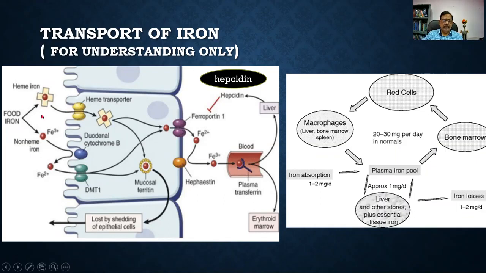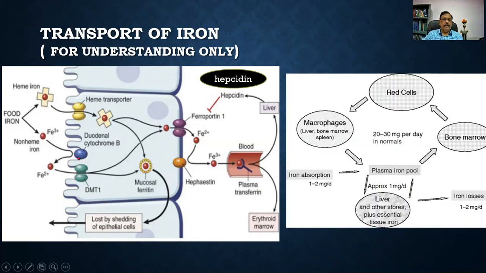One is a heme iron, another is a non-heme iron. The heme iron passes the receptor and it traverses the basement membrane. The ferrous form and the ferric forms are being carried into the blood by means of plasma transferrin. It can be deposited either in the liver, metabolized, or in the erythroid marrow.